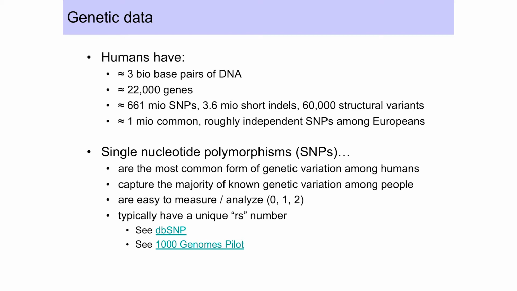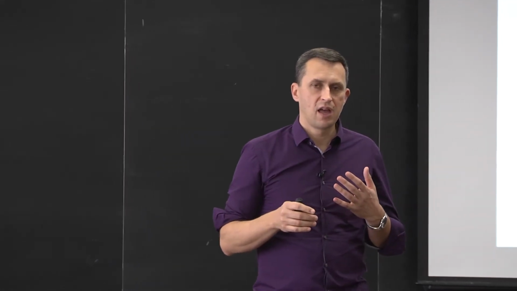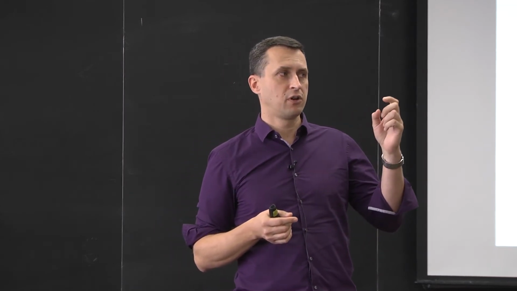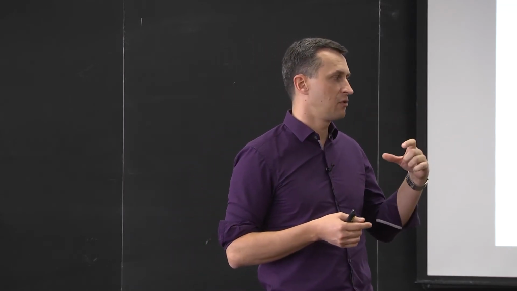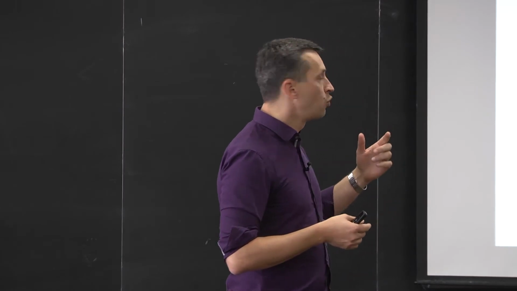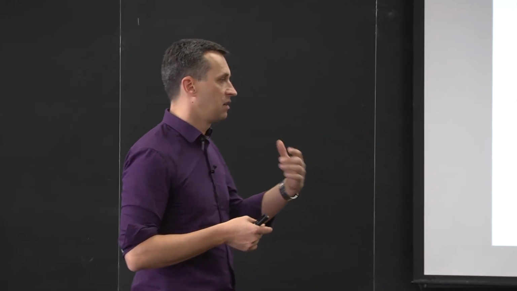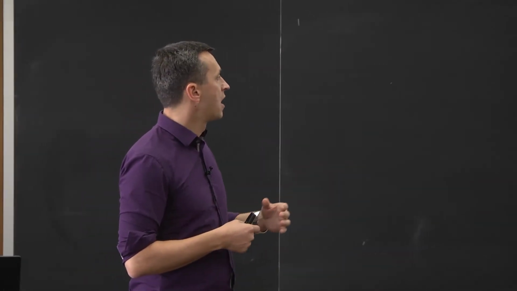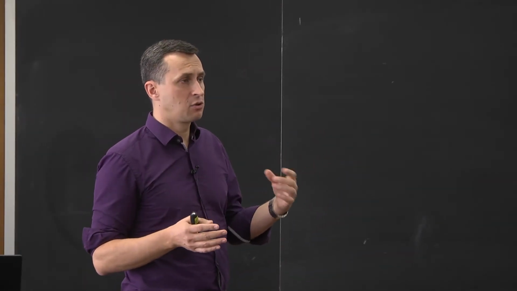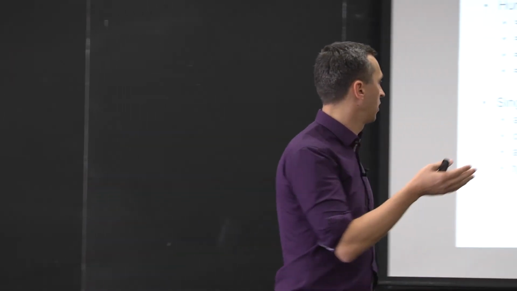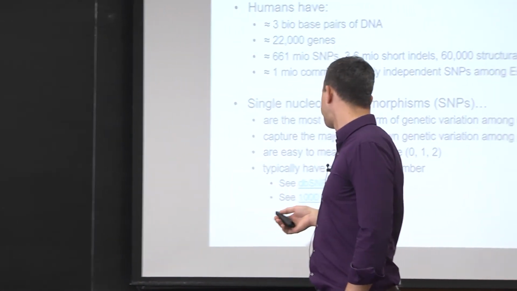And they have this property that you can code them very simply as either 0, 1, or 2. So 0 means you basically have 2 copies of the reference allele, one from the father and one from the mother. 2 means you have 2 copies of the opposite allele, so the other possibility, one from the father, one from the mother. And a 1 means you're a heterozygote, so you have 1 copy each. And actually the assumption is that it doesn't matter if that copy comes from the mother or the father.